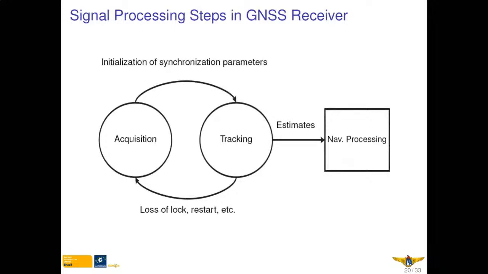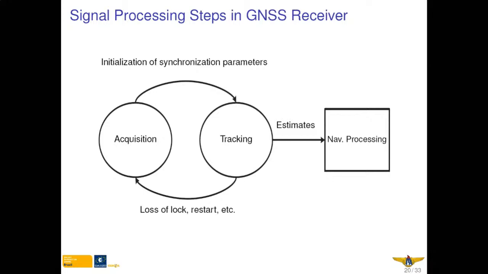Signal processing steps in a GNSS receiver. There are three main steps: acquisition, tracking, and navigation processing. Initializing the tracking is performed by a process that's called acquisition, signal acquisition.